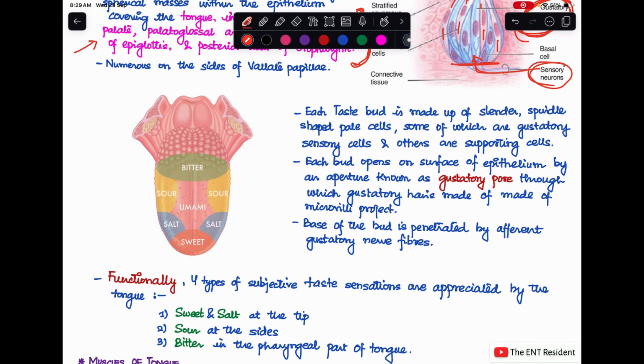Sweet and salt is appreciated at the tip, as you can see over here. Salt on both the sides and sweet at the center. The tip of the tongue senses the sweet and the salt. And on the sides of the tongue detects the sour taste. And last of all, the pharyngeal part of the tongue detects bitterness right over here. So these are the different sensations that are felt by the tongue.